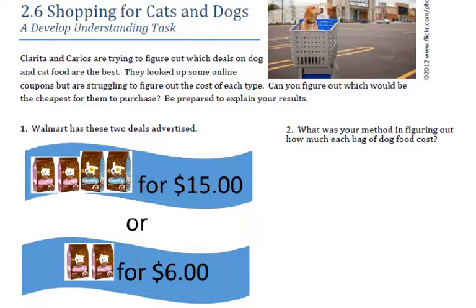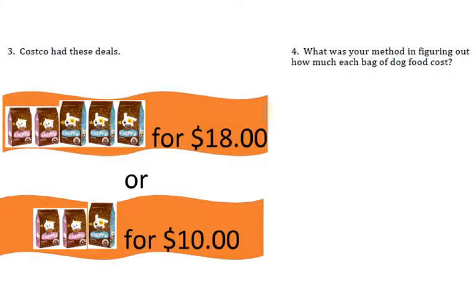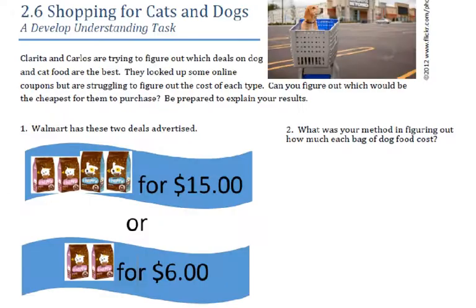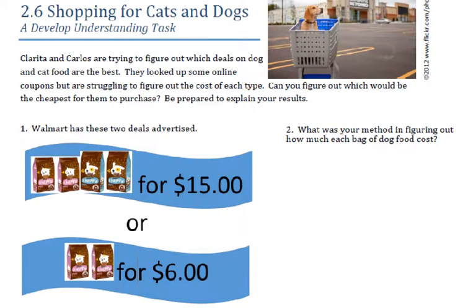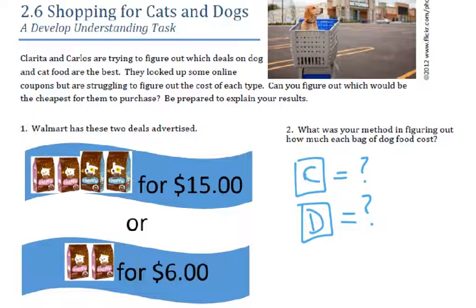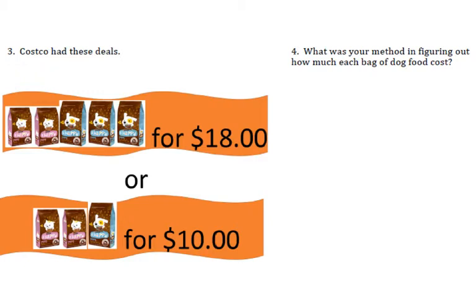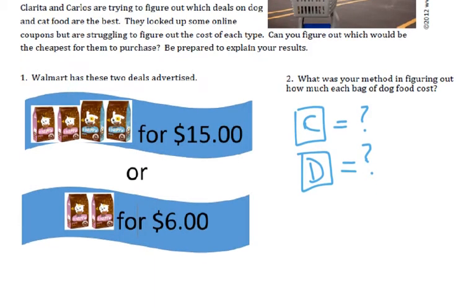So taking a look at question 1 and 2 and 3 and 4, because I guess question 2 and 4 are just how you did 1 and 3. You're using these two coupons to figure out the cost per bag of cat food and dog food, right? Just how much each one of those costs to decide which is cheaper, okay, between those two.